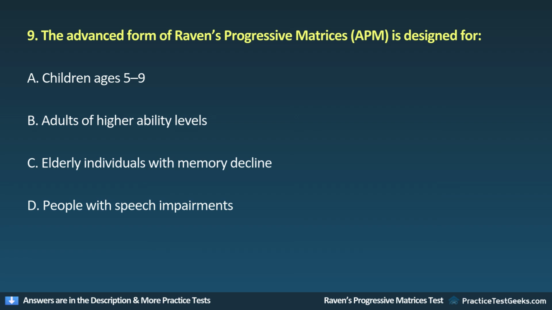9. The Advanced Progressive Matrices, APM, is designed for A. Children ages 5 to 9. B. Adults of higher ability levels. C. Elderly individuals with memory decline. D. People with speech impairments.